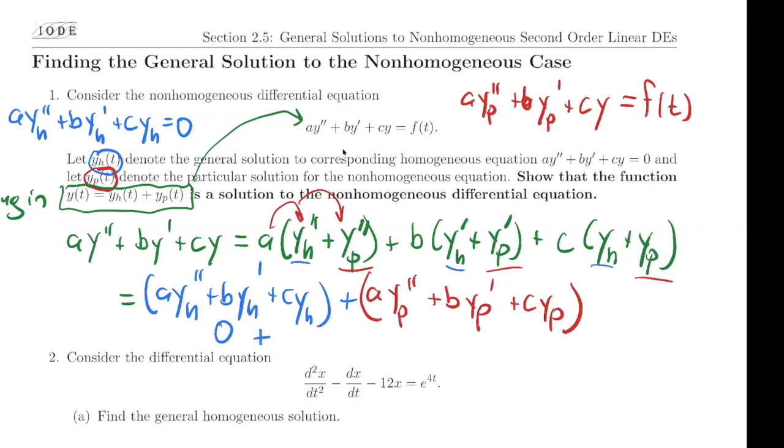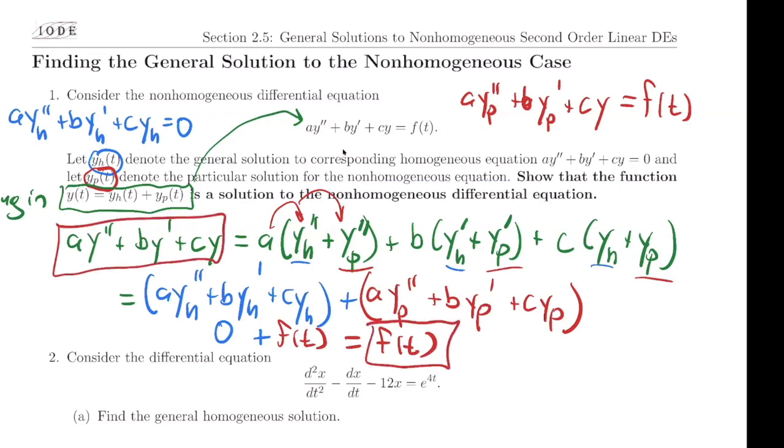And the red stuff we just commented on over here would give me the forcing function, f of t. So when we add them together, what we can see is that when I plug this function into the differential equation, we do get the right side, which is f of t. We're getting the homogeneous stuff, which is 0, plus the forcing function. So it just gives us the forcing function.